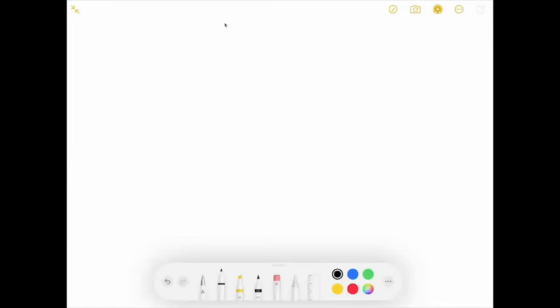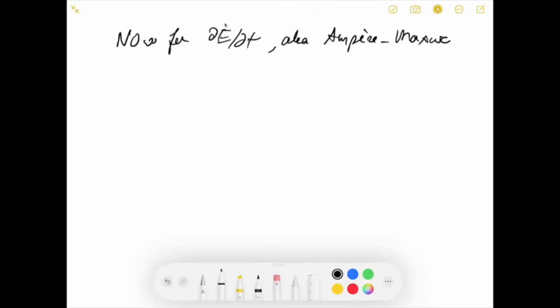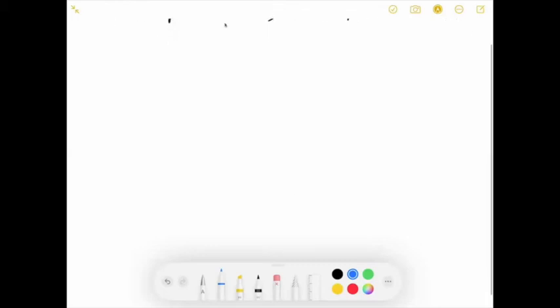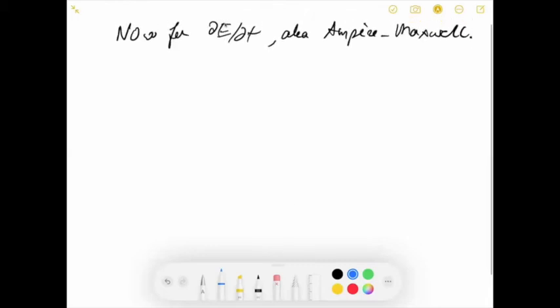All right. So we've done the dB/dt. Now for the dE/dt, aka Ampere-Maxwell. So the classic way of looking at how this comes about is with the following thought experiment.